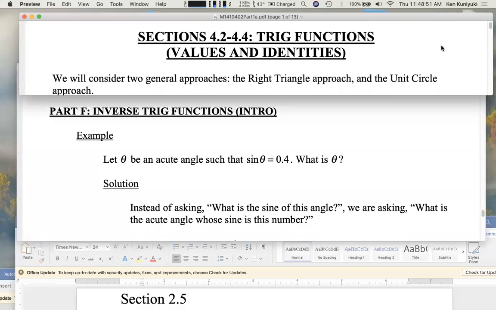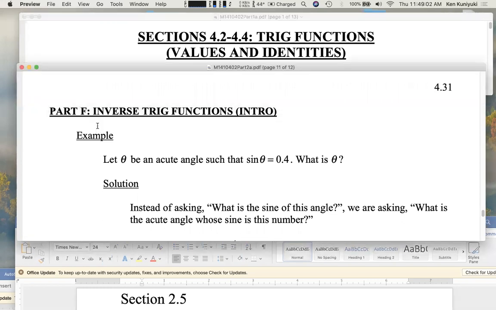Hi, everyone. We're going to go back to sections 4.2 to 4.4 and do some of the parts we skipped earlier. In part F, we're going to talk about how we can use inverse trig functions to solve an equation like this, sine of theta equals 0.4.